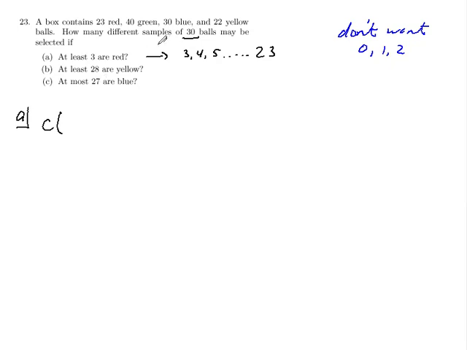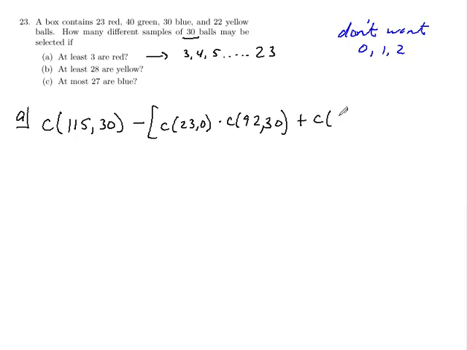If you count up the number of balls, there are 115. Choose 30. That's total. Now minus what I don't want, 0 red. That means from the remaining, there are 92 of them. I need 30. Or 1 red. Or 2 reds.